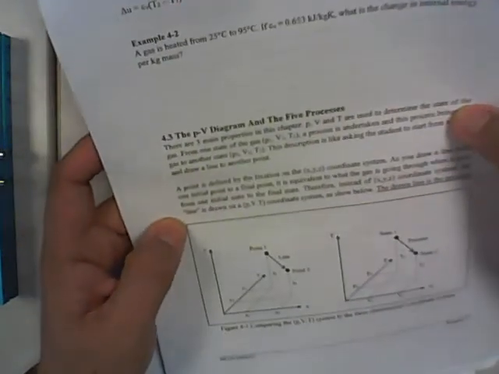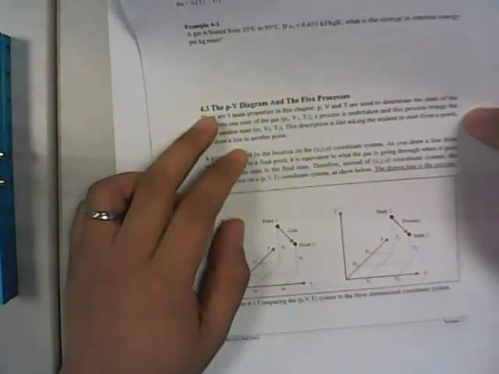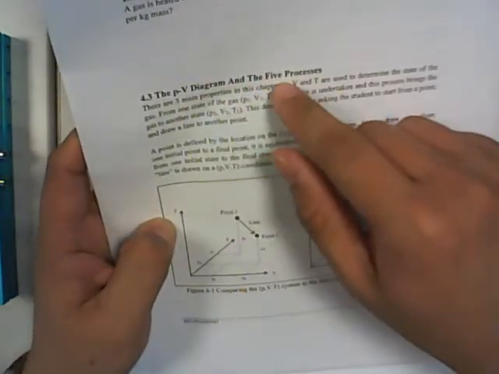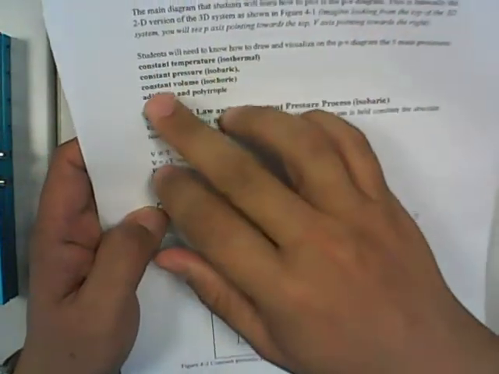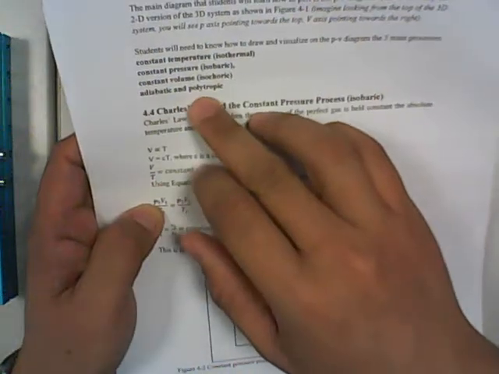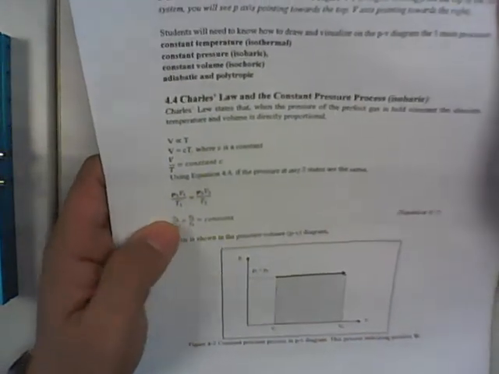In section 4.3, we introduce you to the diagrams, the PV curves, as I would like to say, and the 5 processes that this chapter is going to concentrate on. The 5 processes are namely constant temperature, constant pressure, constant volume, adiabatic, and polytropic. I can just start from constant pressure first.